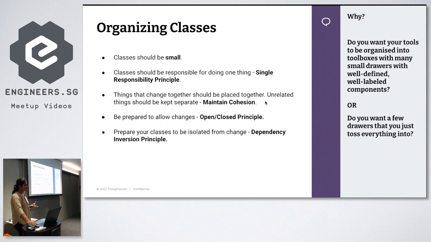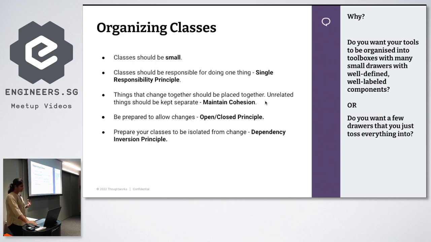So the classes are the building blocks of our code. And since they are building blocks, what will you prefer to build something? You'll prefer small blocks rather than large units of blocks, because smaller blocks give you more flexibility. So if you want to achieve cleaner code, the classes should be small. The classes should be responsible for doing one thing, and that can be achieved through the single responsibility principle. Things that change together should be placed together, and unrelated things should be kept separate. So classes should maintain cohesion.